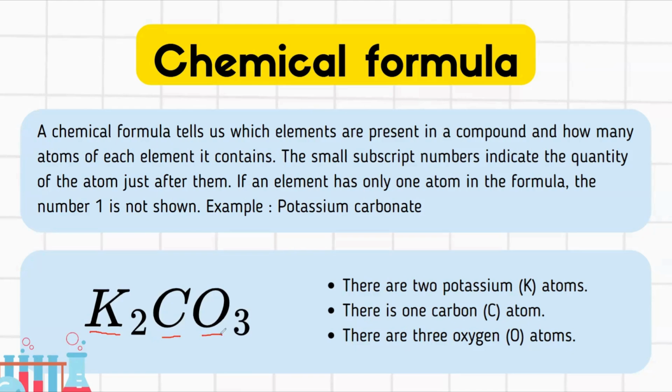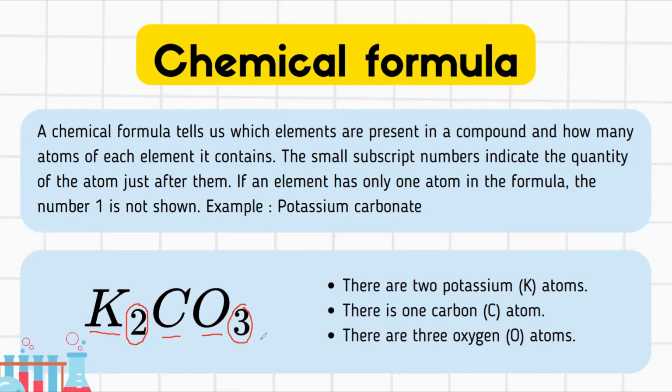Perfect. It also tells us how many atoms each element contains. Potassium contains two atoms, carbon only contains one atom, and oxygen contains three atoms. Now, the small subscript numbers that you see indicate the quantity of the atoms just after the elements. So 2 and 3, they are the small subscript numbers which indicate the quantity of the atoms.